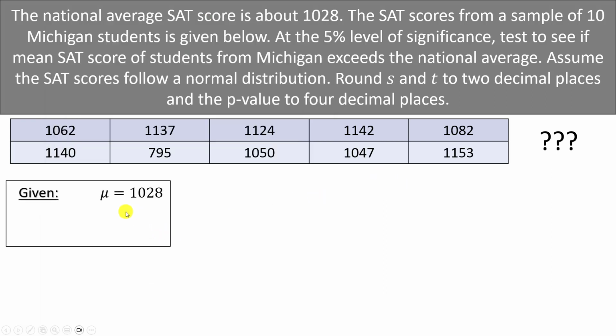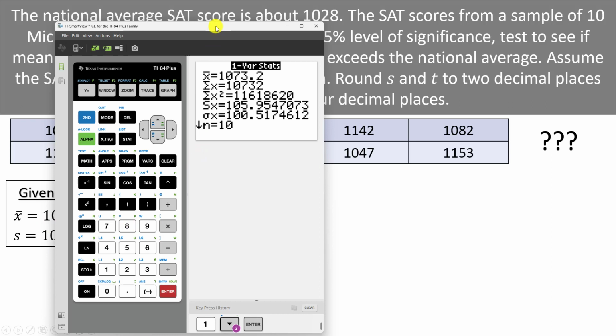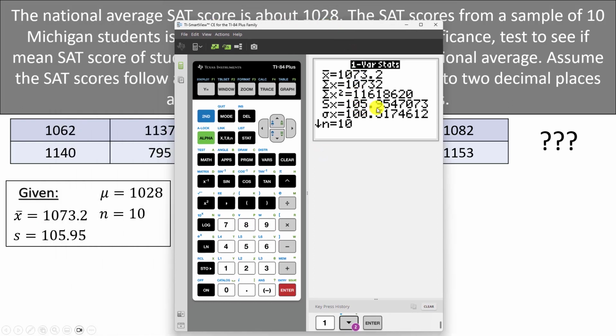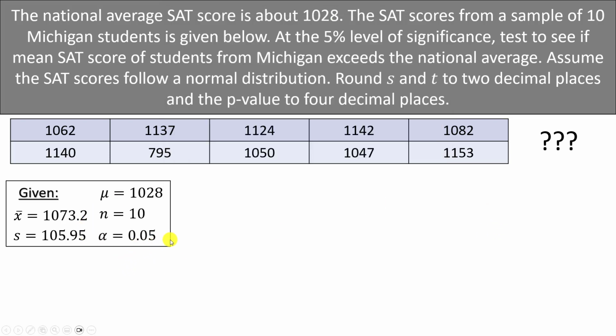So it looks like I have first written down the mean, which was stated here to be 1028, and then I have those other values, x-bar, n, and s, which were from the calculator, and I've rounded s to 2 decimals, and I guess the x-bar only went 1 decimal. So I took that 1 decimal, and then also I've written down the level of significance. From here, you can go ahead and set up your null hypothesis. Your null hypothesis is going to be that mu equals 1028.